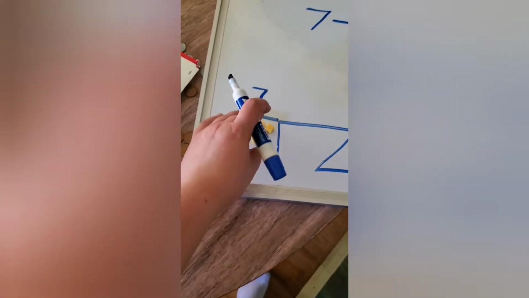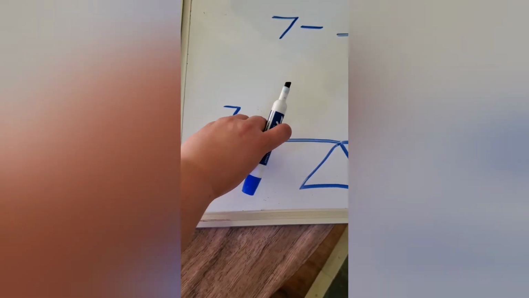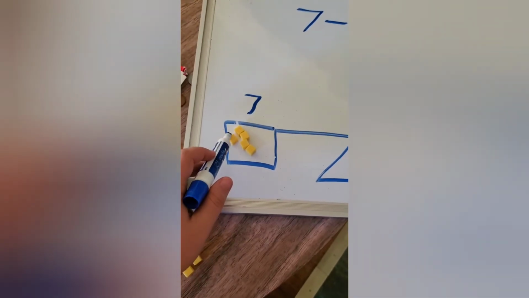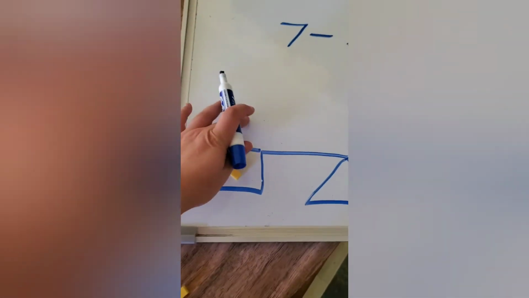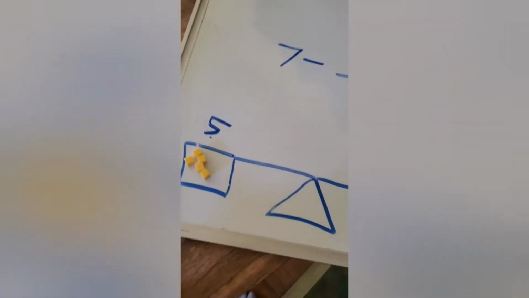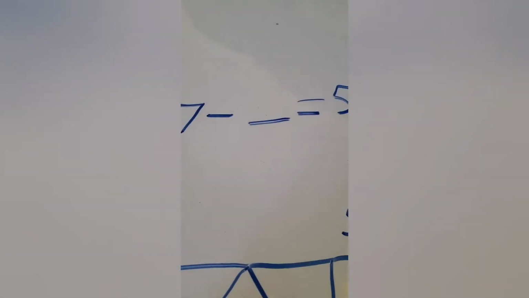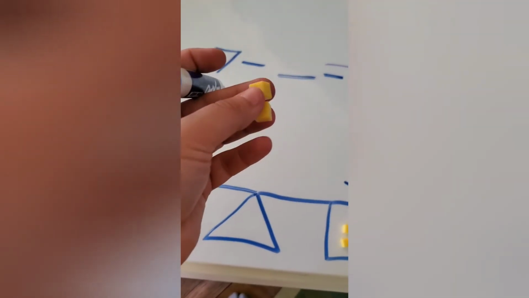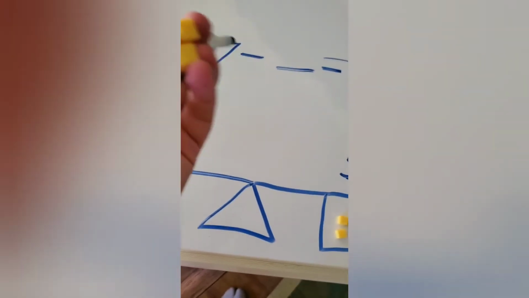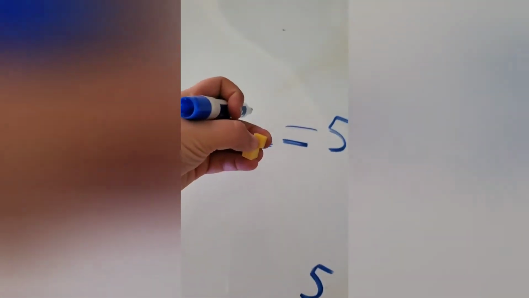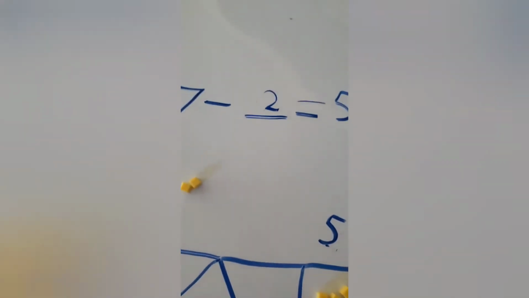So, this is what I have to do. I can take 2 of these away. And how many are left in here? 1, 2, 3, 4, 5. 5. Now my pan is equal, right? So, what do you think that missing number is? Remember, I took 2 away, so what's the answer? You're right. It is 2.